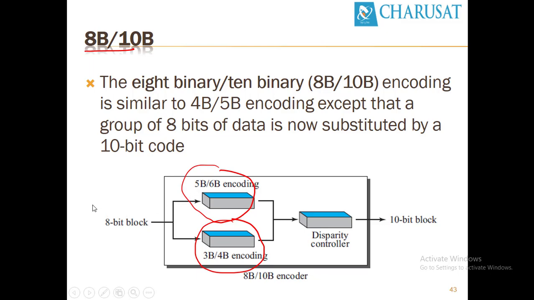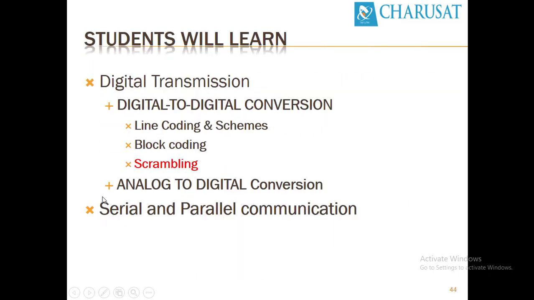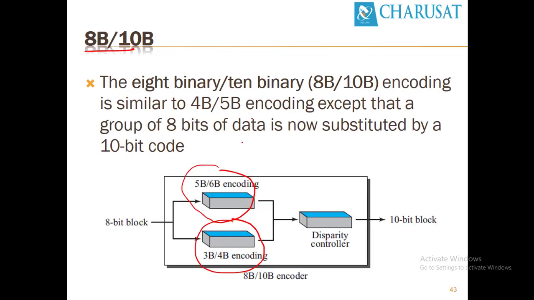The 8-bit block, let's say 1 0 1 0 1 1 1 1. These 8 bits are divided into 5 bits and 3 bits. So the first 5 bits are given over here, and the next 3 bits are given over here. On the upper side we applied the 5B6B encoding method, and on the bottom side we applied the 3B4B encoding method. The outputs are combined together by a disparity controller, and the disparity controller will create a 10-bit block. So an 8-bit block as input, a 10-bit block as output.